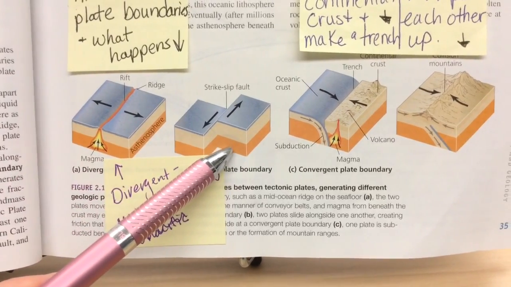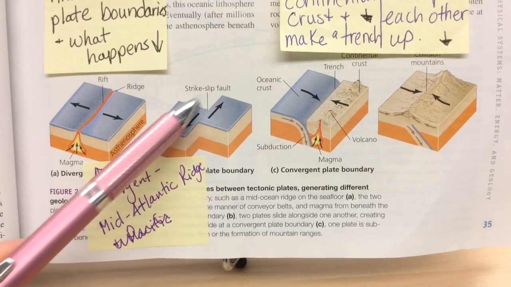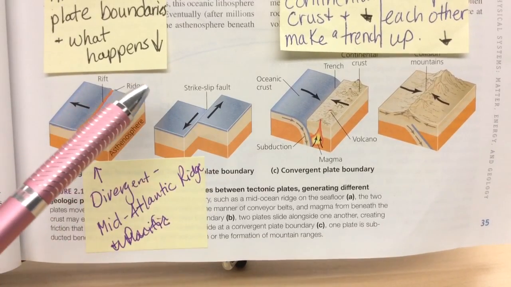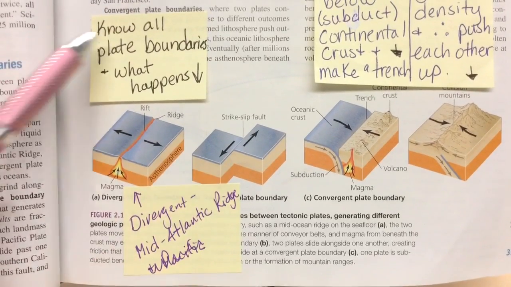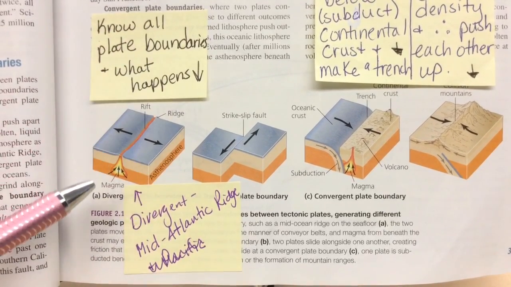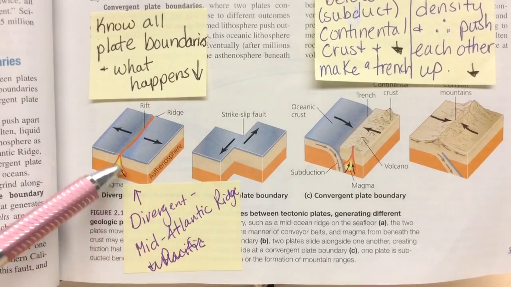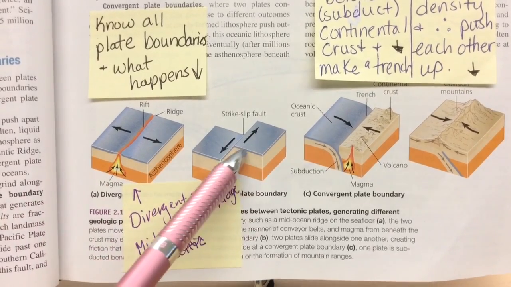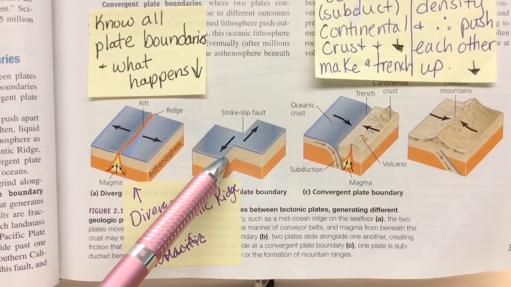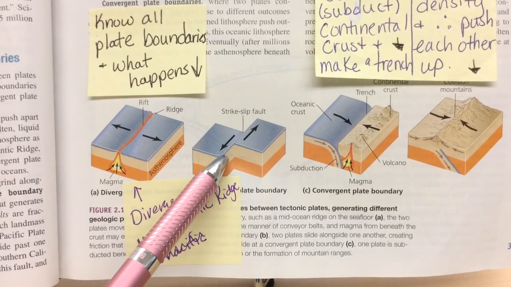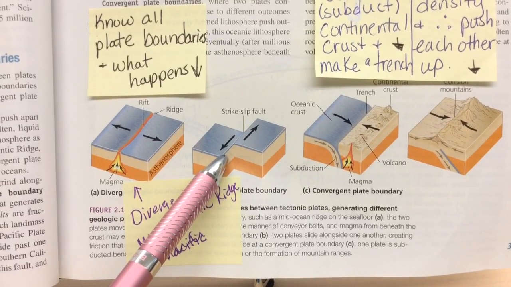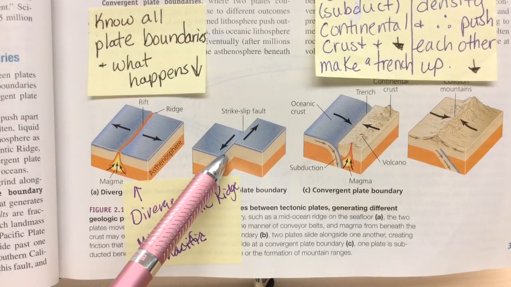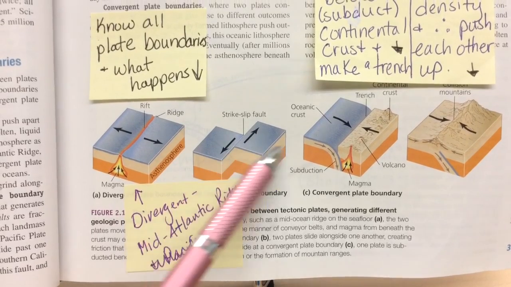And then you have transform plate boundaries. Sometimes they're called strike-slip faults. So again here, know all the plate boundaries and what happens. And then the Mid-Atlantic Ridge here for divergent is famous. A strike-slip fault or transform plate boundary is what the San Andreas Fault is, which is the one that goes through California. And so when we have a huge earthquake on the San Andreas Fault, the plates slide past each other.